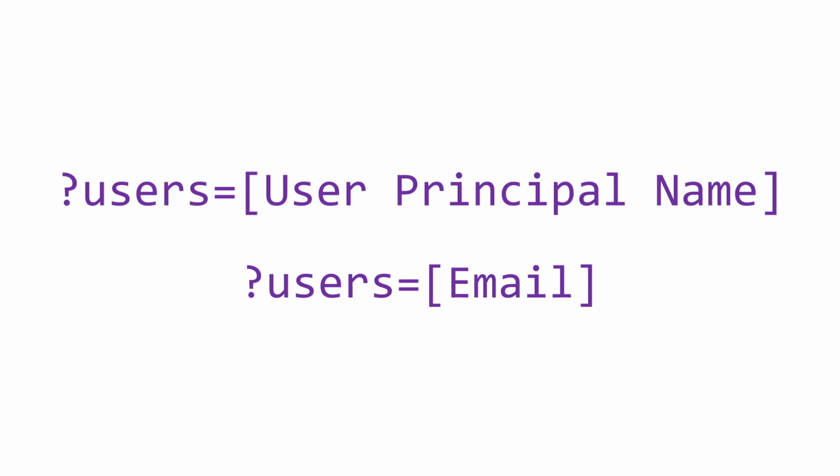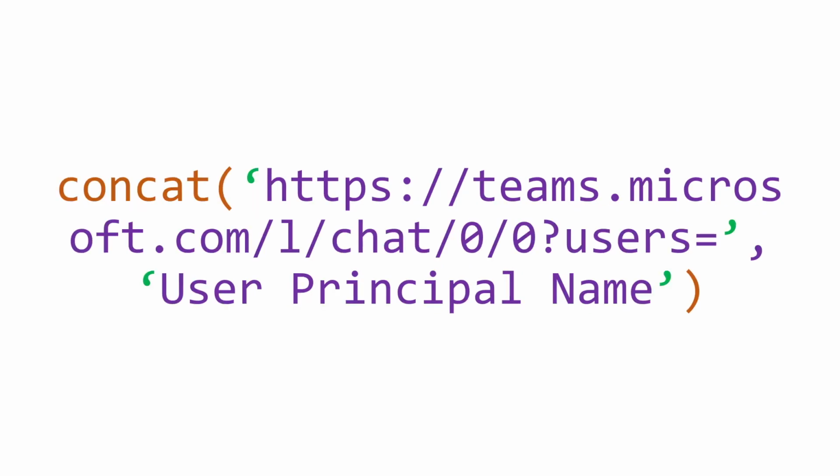But what we need to do is concatenate the URL and the user principal name. Just like we saw with the date that we've just done, we're going to do concat, open parentheses, and then use the actual URL, comma, and then pass through the user principal name. So let's get back to Power Automate now and actually do this.